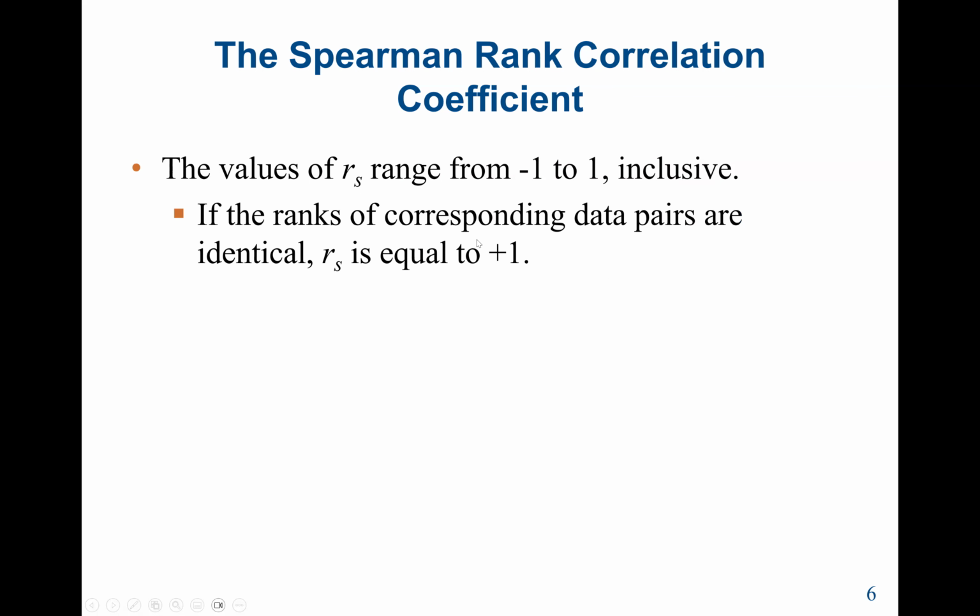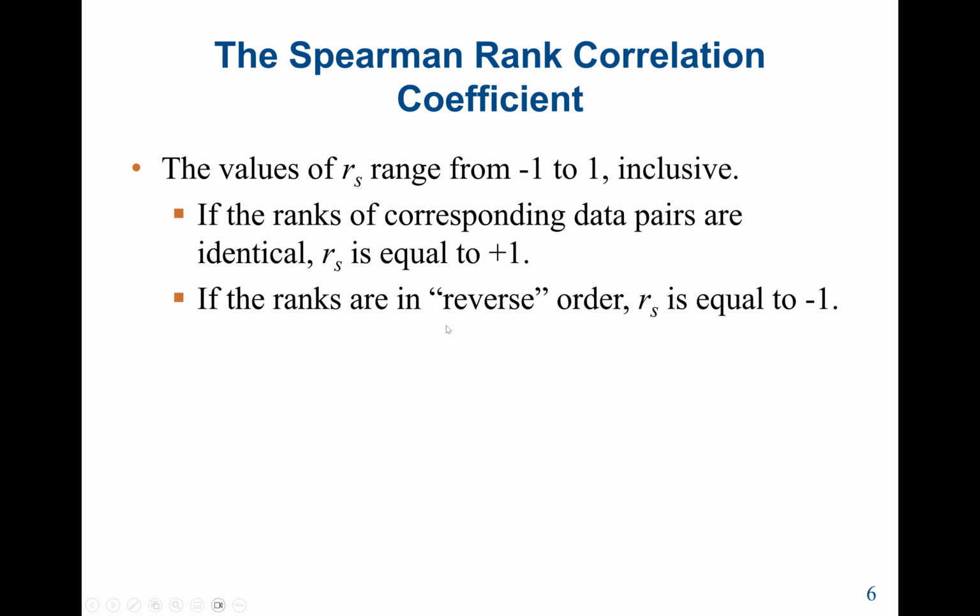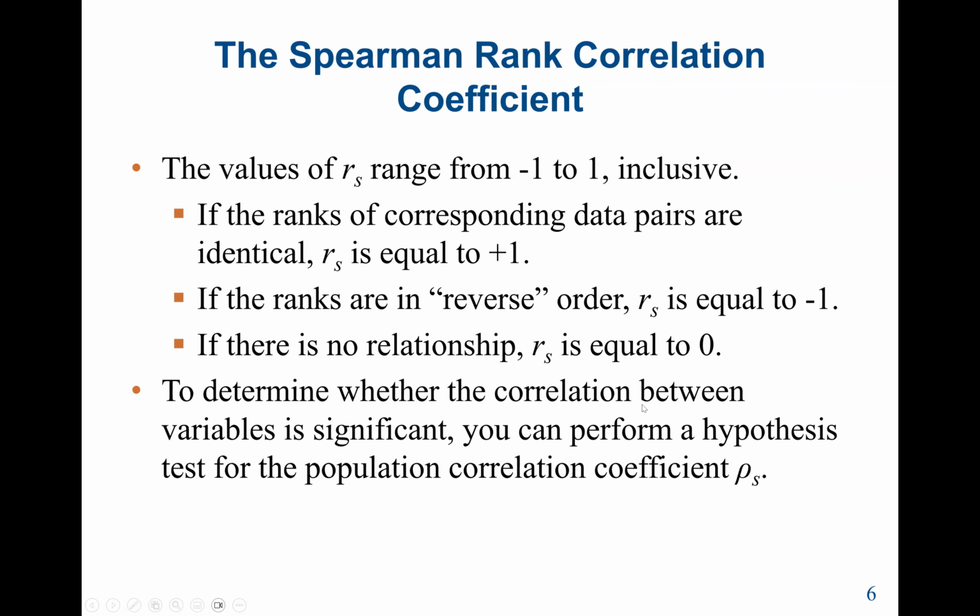Now, if the ranks of corresponding data pairs are identical, then r_s is equal to +1. If the ranks are in the reverse order, then r_s is equal to -1. Now, if there isn't any relationship between the two variables, then r_s is equal to 0.